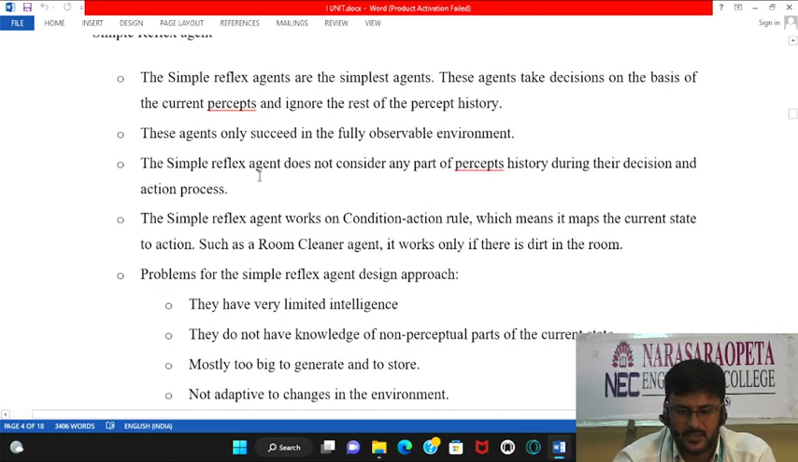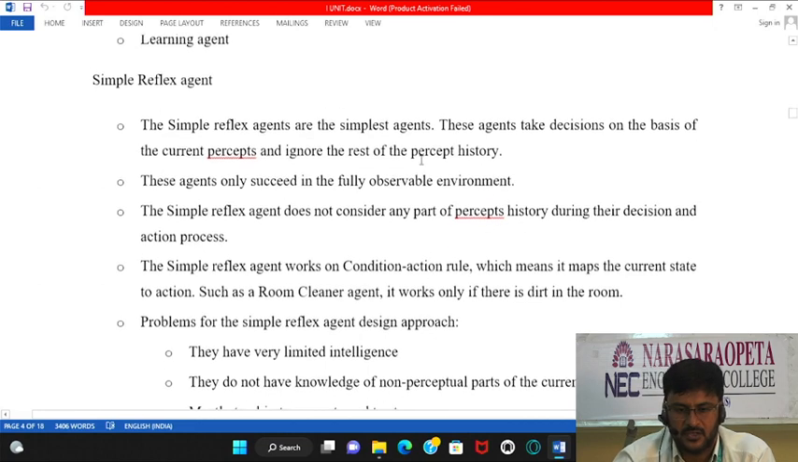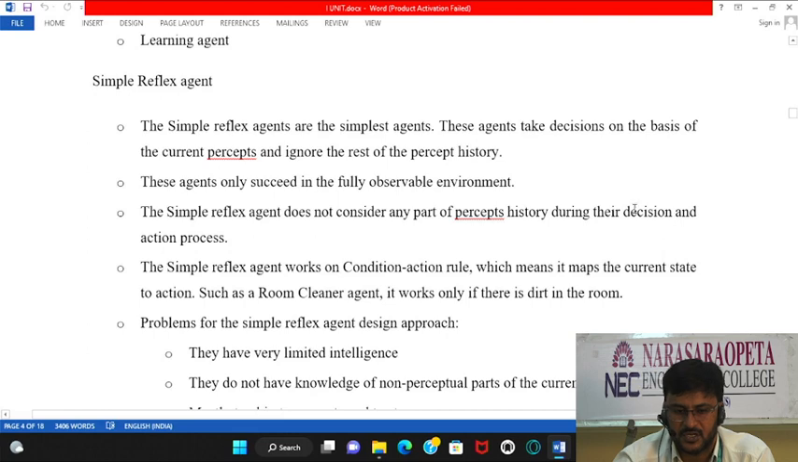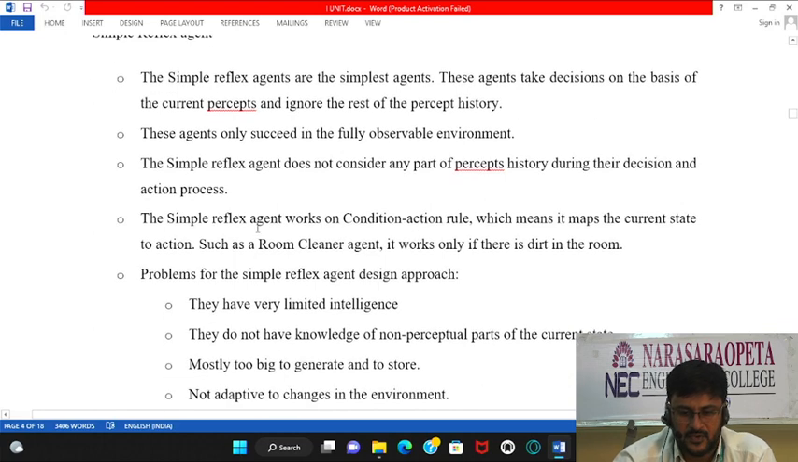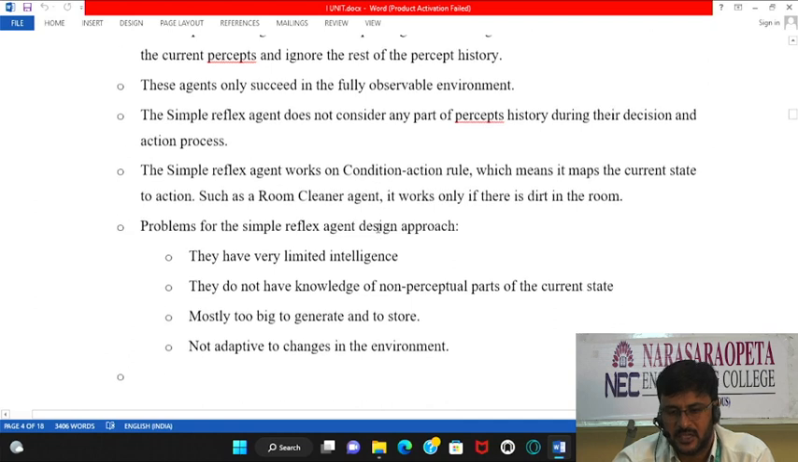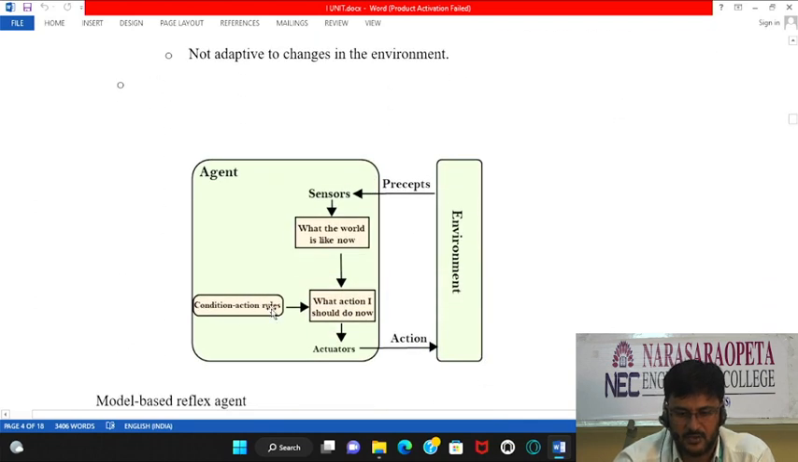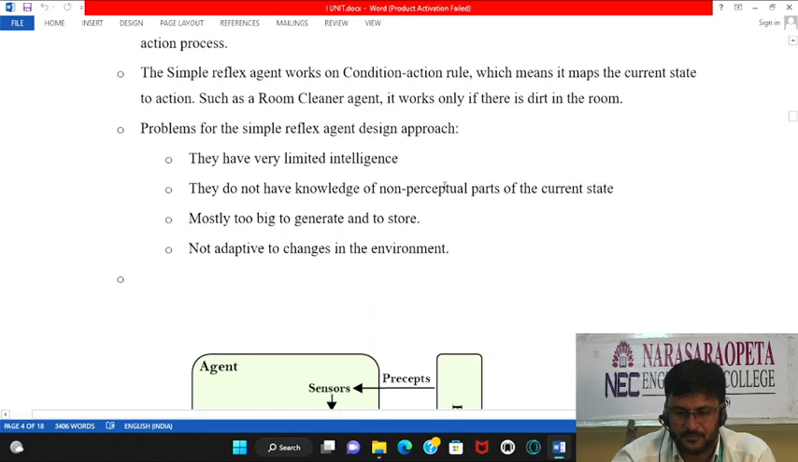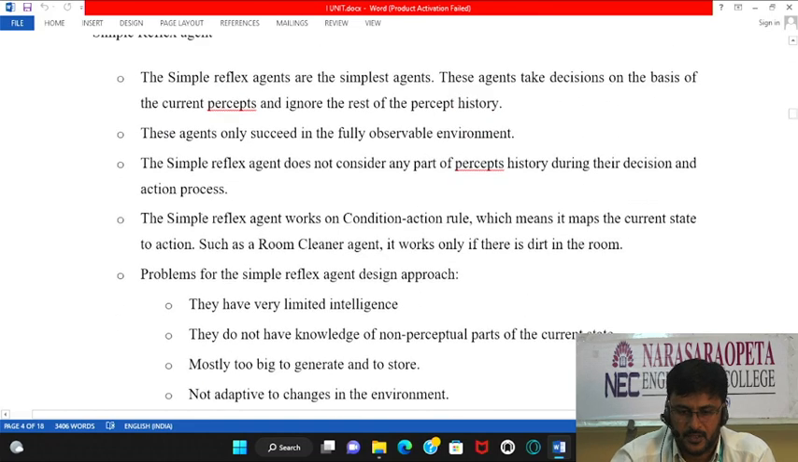Next, the simple reflex agent does not consider any part of the percept history during its decision and reaction process. So the agent can take a decision without needing that history. The simple reflex agent works on condition-action rules. The condition-action rule decides whether to take the action, true or false. So the condition-action rule maps the current state to an action.